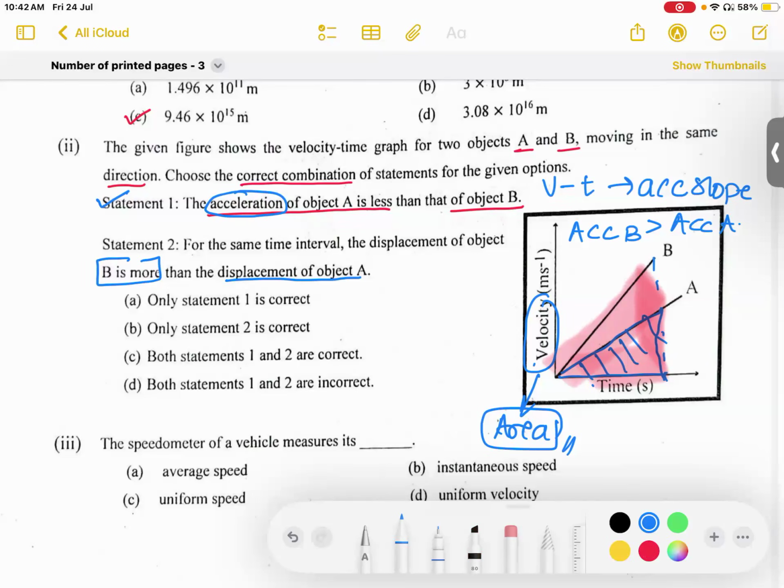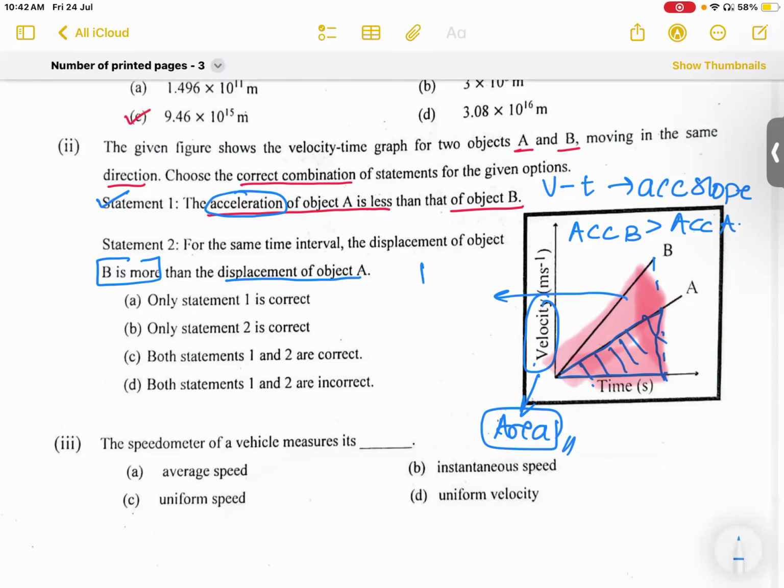And that red region is for the B part. Now for B, the area is going to be more. So we will simply say that area for B is greater than area for A. So both the things are correct because if area is more, which means displacement is also more. So I can say that displacement for B is more than displacement of A. So both the statements are correct.